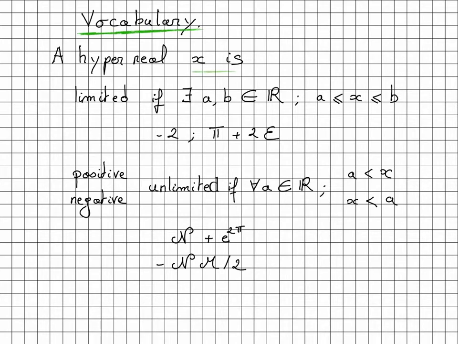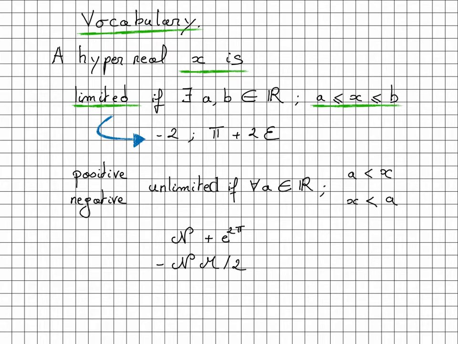A hyperreal x is said to be limited if there exist two real numbers a and b such that x is between a and b. For example, -2 or pi plus 2 epsilon, epsilon being any infinitesimal.